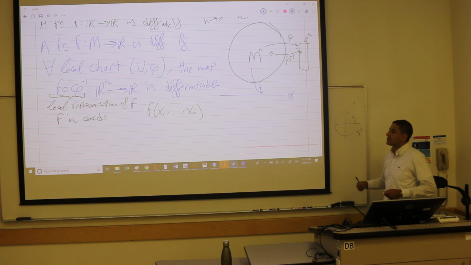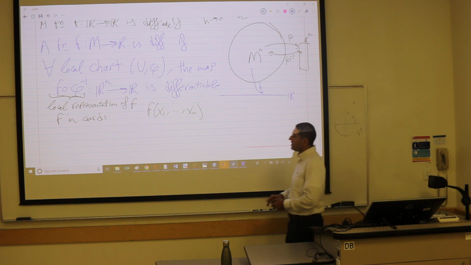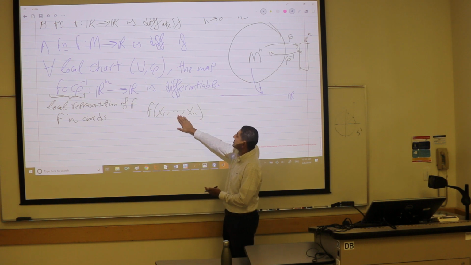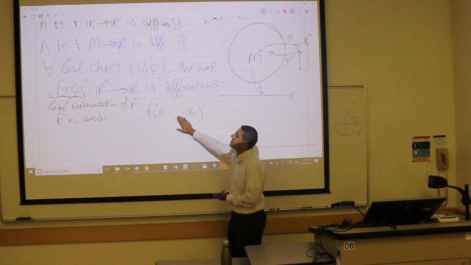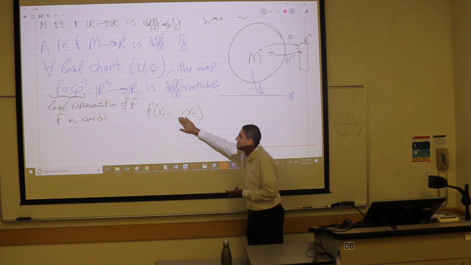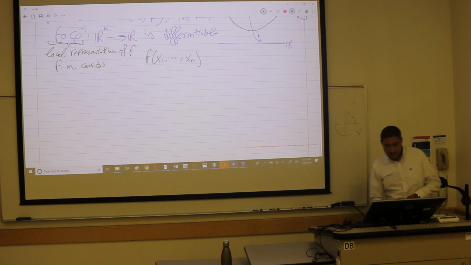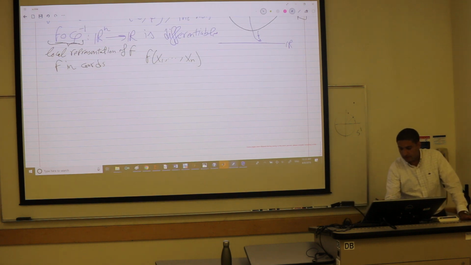So this is F of x1 up to xn. If you're going to write a function, an expression in terms of coordinates, this will be the thing, right? And just make sure that this is differentiable in the sense that you are aware of in real analysis. And we'll do this thing for almost everything.